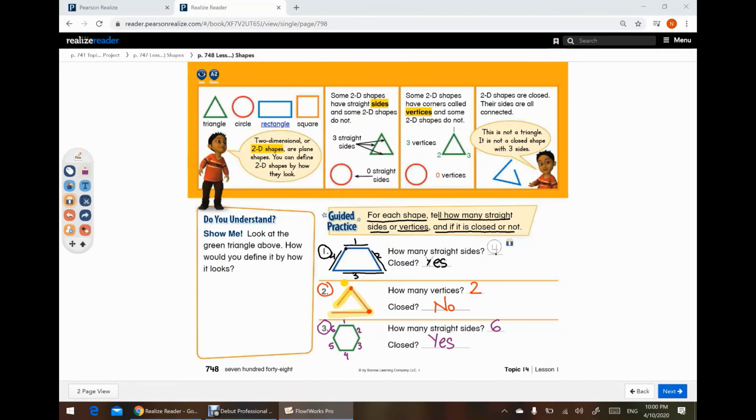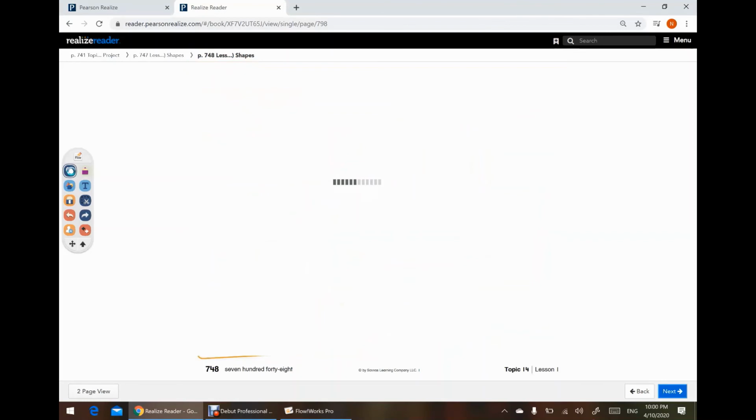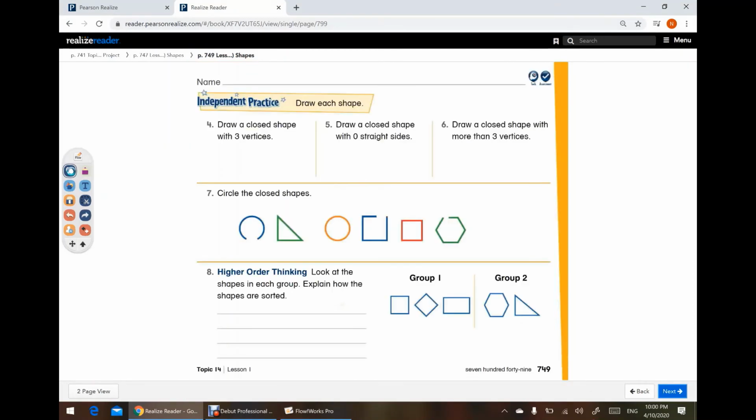Let's move to our next page. Now, this is independent practice. I will explain and you will do it. Try to solve it. Draw each shape. Number 4, draw a closed shape with 3 vertices. Now, you know which shape has 3 vertices? A triangle. Excellent. So you will draw here a triangle.